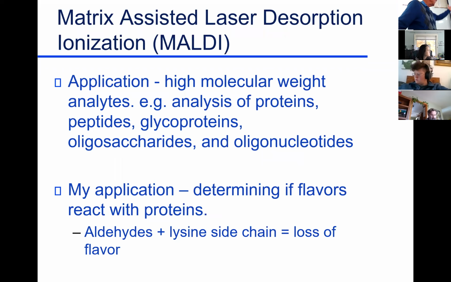The MALDI process is really good for high molecular weight compounds. By high molecular weight, I'm thinking maybe 5,000 to 40,000, something in that ballpark. So if you have large molecules, it's really, really good. High molecular weight: proteins, peptides, glycoproteins, oligosaccharides. It'd be terrible for me. I work with flavor. I work with things that are volatile. I would never use this kind of detector.